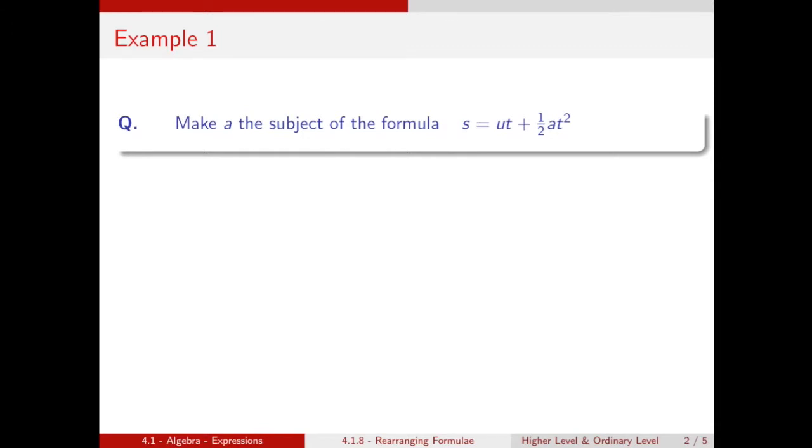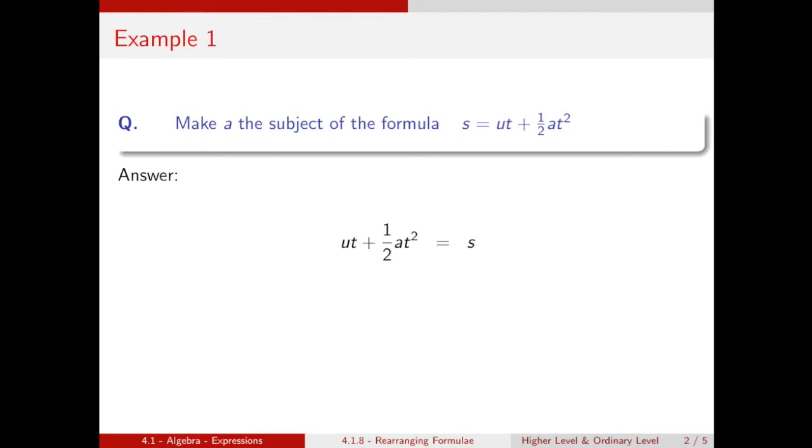Example 1. Make a the subject of the formula s equals ut plus a half at squared. So we want to rearrange our formula so that a is on the left and everything else is on the right. I see in my question that the term involving a is on the right. So let's just rewrite our formula so that everything on the right is on the left and vice versa. So I've got ut plus a half at squared equals s.